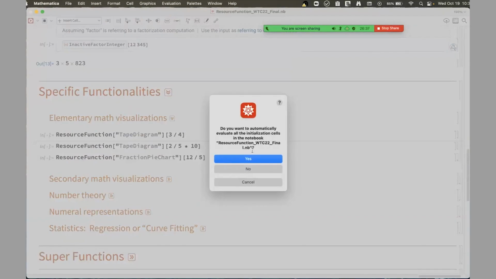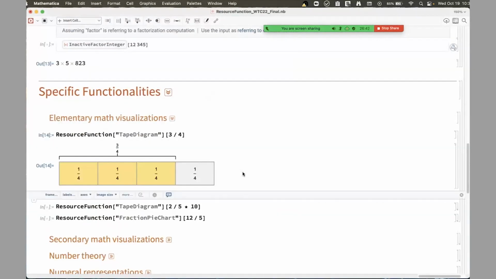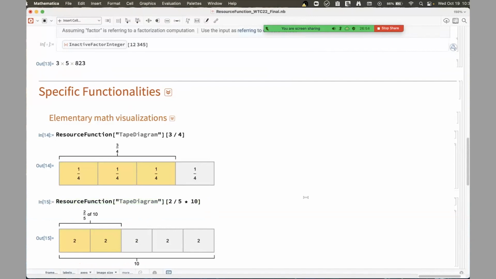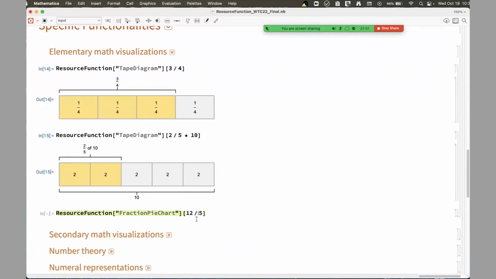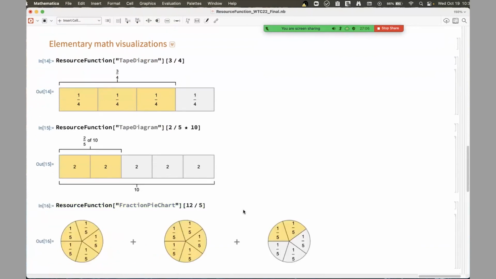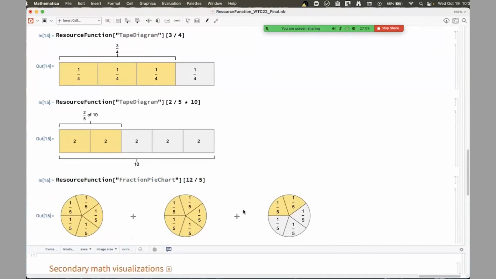We have a function called TapeDiagram, which will produce a common tool in K through 12, mostly K through 5 math, that helps visualize fractions, and at higher levels can help visualize operations with fractions. And also a similar example is a pie chart, which is another tool we can use to visualize fractions, and especially mixed numbers or fractions greater than 1.